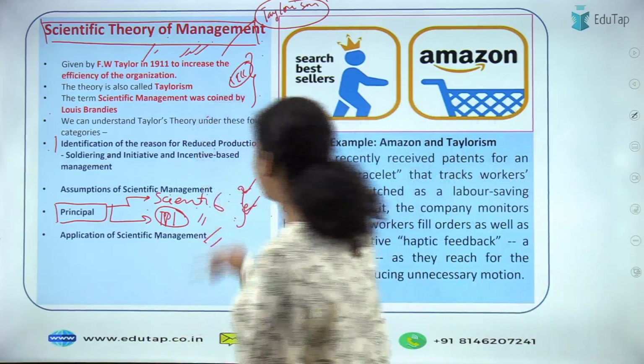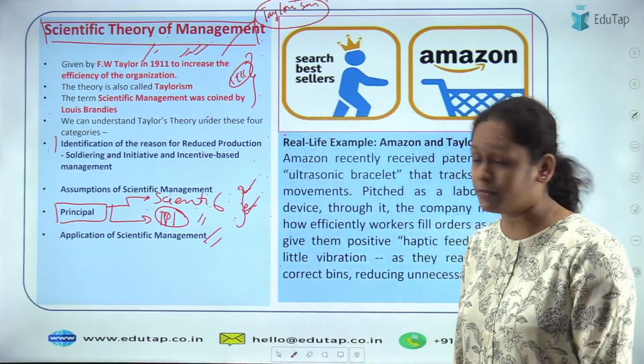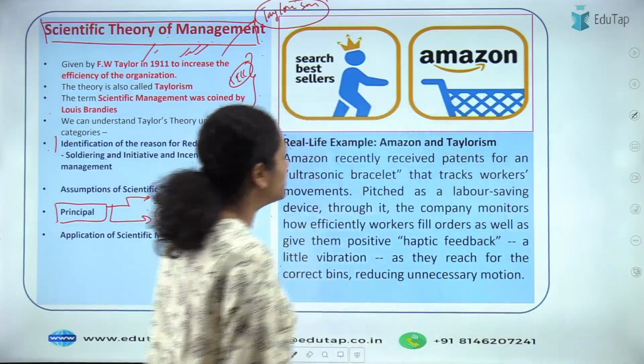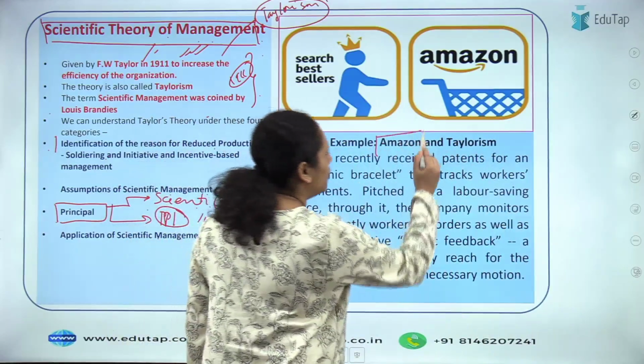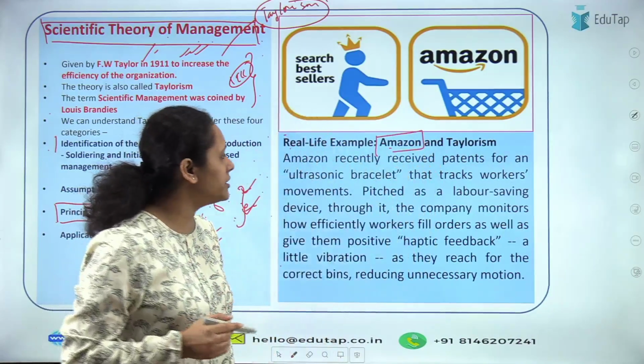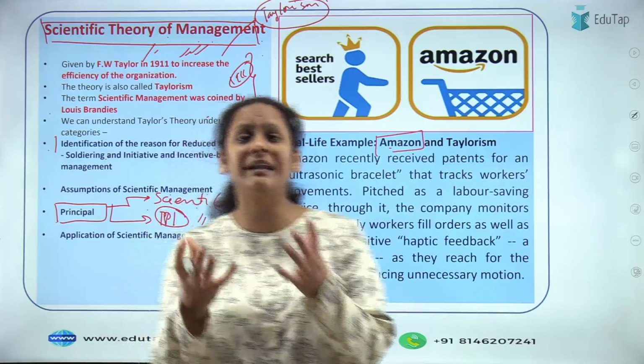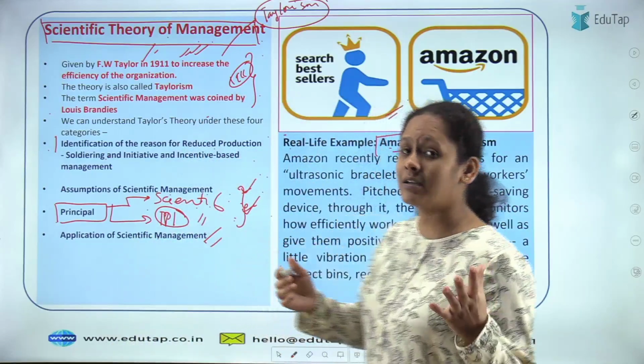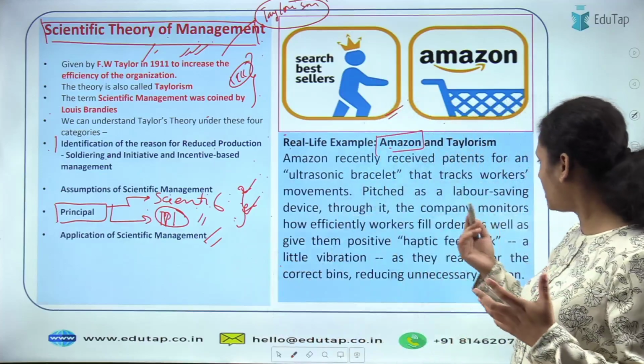Lastly, there was application of scientific management. Now, the best real life example of Taylorism is in case of Amazon. Now, what did Amazon do? Amazon gave ultrasonic bracelets to its workers. Why did Amazon do so?